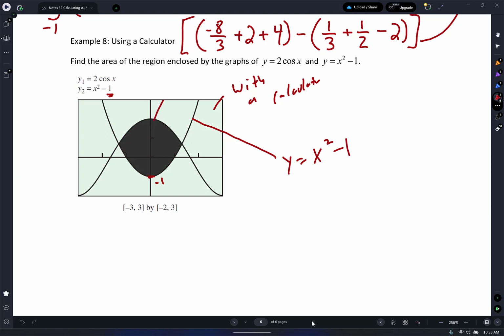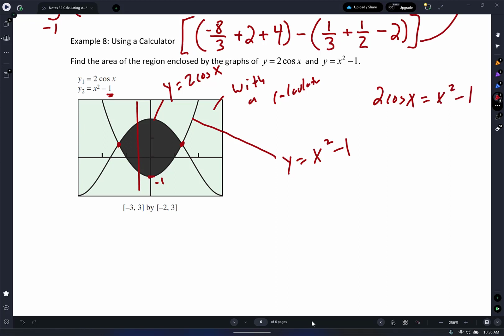This one right here must be 2 cosine x. I draw a little vertical line to see how my slice looks. Which one's on top? 2 cosine x. I need to figure out these two intersections. So here's what I'm going to do. Don't worry, I'm going to use my calculator. I'm going to write 2 cosine x, and I want that to equal x squared minus 1.